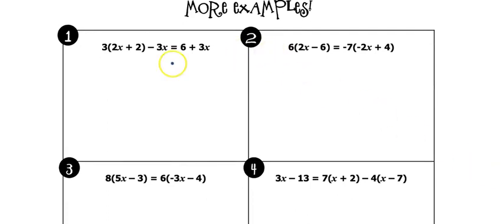So I'm going to take a look here at my first one. I tell you what I'd like for you to do. I'd like you to pause, work the problem, come back and take a look.